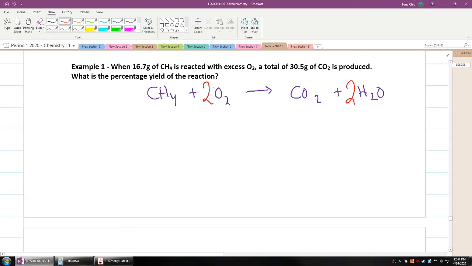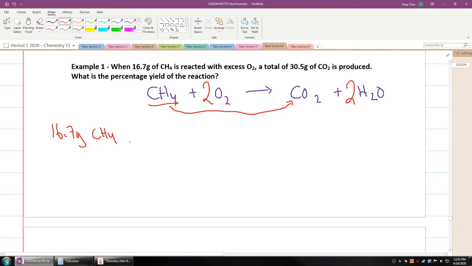So, when you are given 16.7 grams of CH4, which is right here, that's a reactant. You find that 30.5 grams of CO2 is produced. That's a product. So if you use 16.7 grams of CH4, that's a reactant, and you're converting to a product, what you solve at the end is going to be your theoretical yield, because this 30.5 grams is actually your actual yield, because it's from the actual experiment. So in this case, let's go solve this.